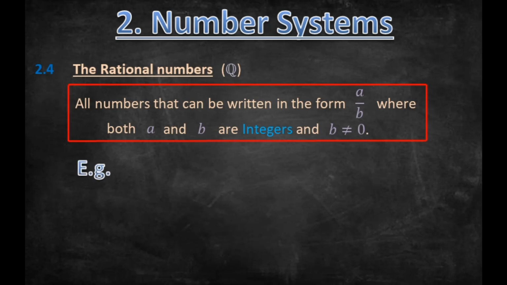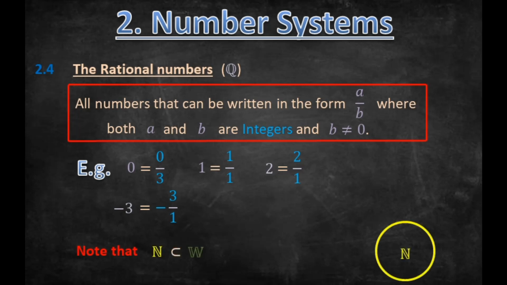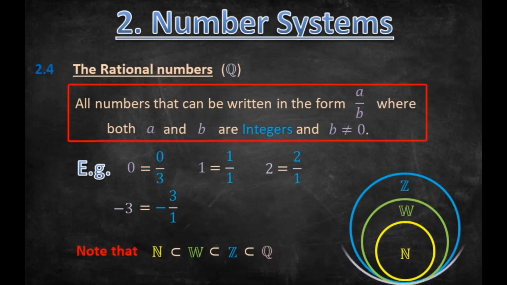Now all the integers are rational numbers, since we can write them as fractions. For example, 0 can be written as 0 over any number, for example 3. 1 can be written as 1 over 1, 2 as 2 over 1, negative 3 as negative 3 over 1, etc. Note that the natural numbers form a subset of the whole numbers, which form a subset of the integers, which form a subset of the rational numbers.